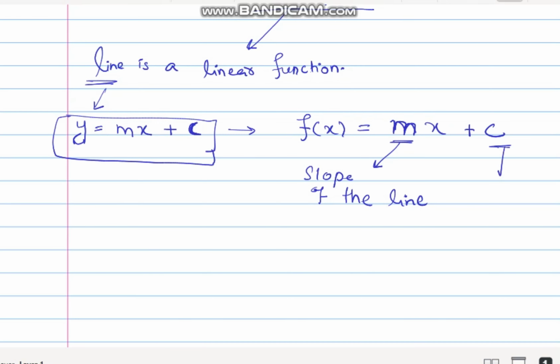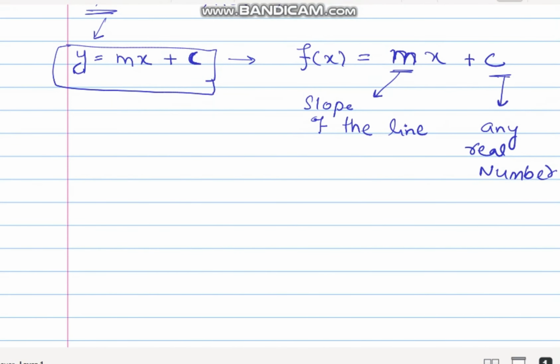And what is c? c is any constant, any real number. Now, students, what is meant by a real number? Real numbers mean any number in the world. There are categories of numbers, and real number is a very big category. Everything is included in the real numbers. 0.222 is a real number. 1 is a real number. 2 is a real number. 3 is a real number.